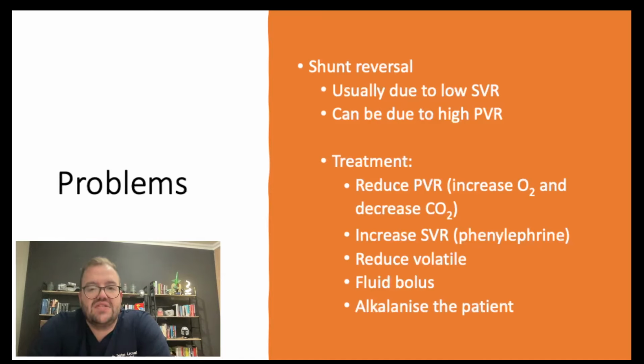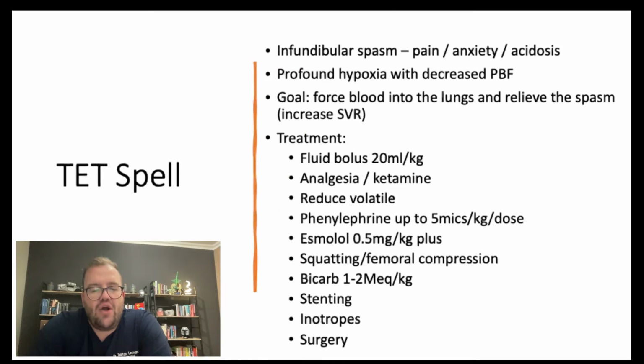So what happens, guys, when your shunt reverses? I'll say it as a summary. Usually it's due to low SVR. It can be due to high PVR. You need to reduce the PVR by increasing the O2. You need to increase the SVR by giving 5 to 10 microgram per kilogram boluses of phenylephrine. You need to reduce the volatile to 1%, give a 20 to 30 ml per kilogram fluid bolus, and alkalinize the patient with 1 ml per kilo of sodium bicarb.